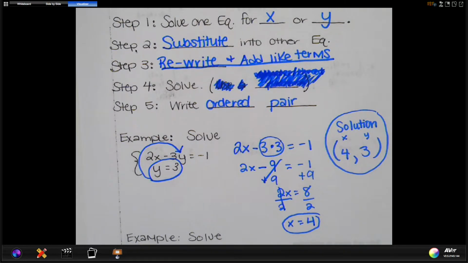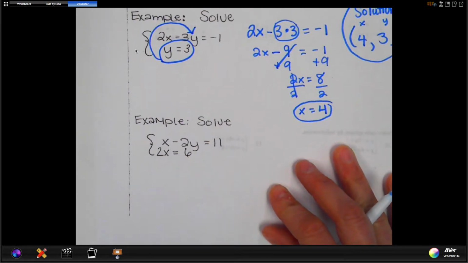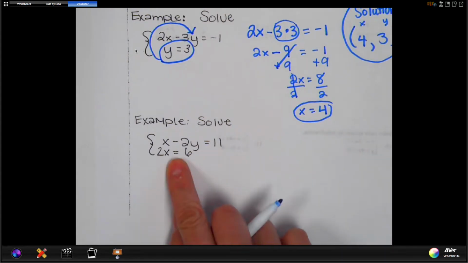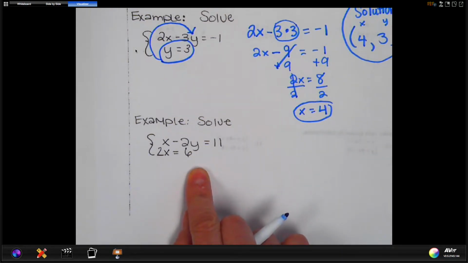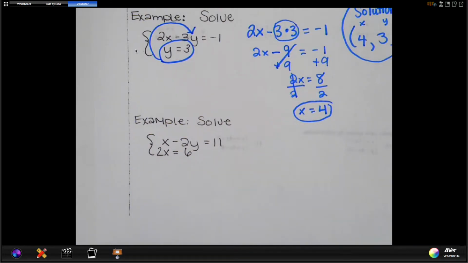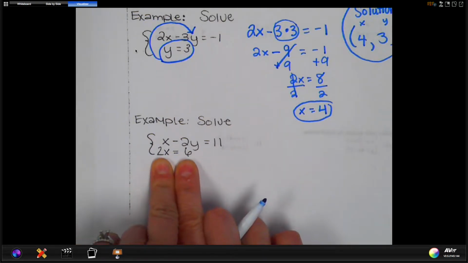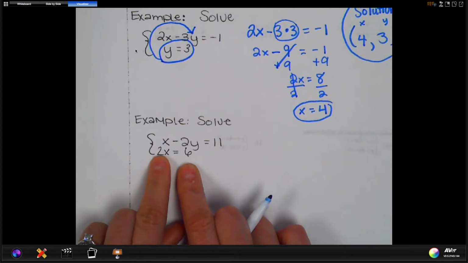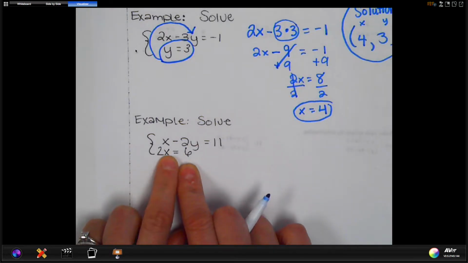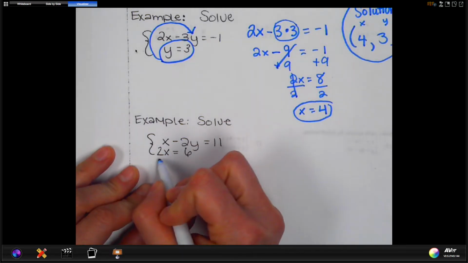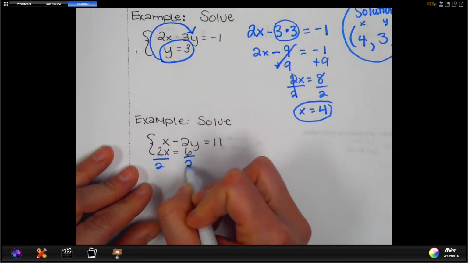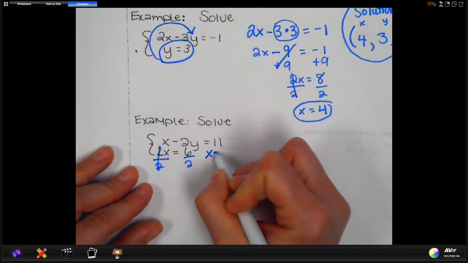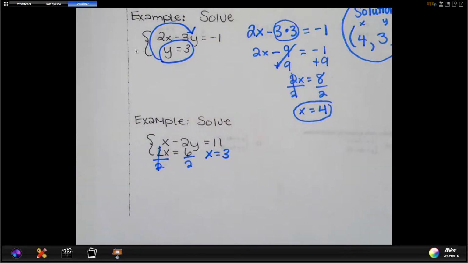Okay, let's do the next one. The next one does not have x equals or y equals at all. So we have to start by solving one of them for x or y. And you can do either one. So for me, this bottom one looks a little bit easier. So to solve and get x by itself, we only have to get rid of this 2. Well, 2x means 2 times x. So we're going to divide that 2 out of there first. So then I get x equals 3, and that's exactly what I want to start with.